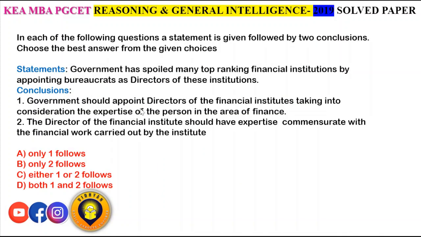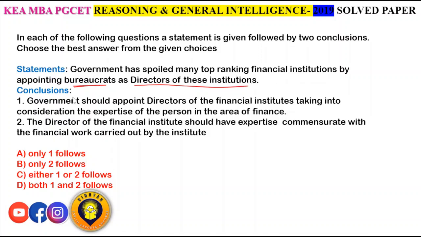In each of the following questions, a statement is given followed by 2 conclusions. Choose the best answer from the given choices. Statement given is, government has spoiled many top-ranking financial institutions by appointing bureaucrats as directors of these institutions. So what has government done? Government has spoiled the financial institutions. How were the financial institutions spoiled? By appointing bureaucrats. Okay, as what? As the directors of these institutions. Government is appointing bureaucrats as directors of these institutions, because of which many financial institutions have spoiled.